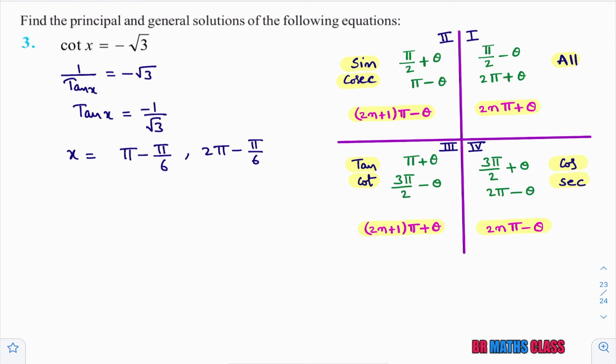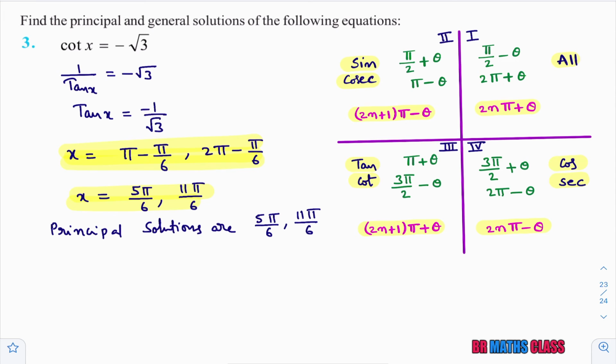These values definitely satisfy this trigonometric equation. If you want, you can check. A little bit of simplification I will do. Pi minus pi by 6, that is 5 pi by 6, comma 2 pi minus pi by 6, that is 11 pi by 6. What are these? These are the principal solutions of the given trigonometric equation. Principal solutions are 5 pi by 6, comma 11 pi by 6.